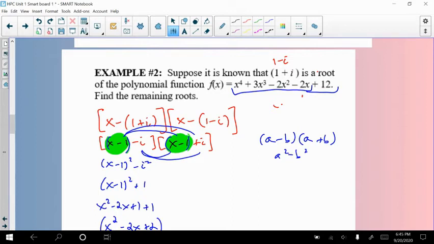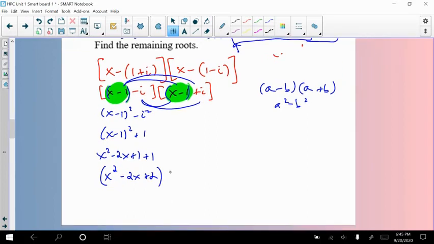Okay, now I can do one of two things. I can long divide this into x to the fourth plus 3x cubed minus 2x squared minus 2x plus 12 and get a quadratic, and that would be perfectly fine. But I can also work backwards because I know this already evenly divides and I'm shooting for x to the fourth power. So the only possible solution is that this has to be an x squared because x squared times x squared is x to the fourth power.